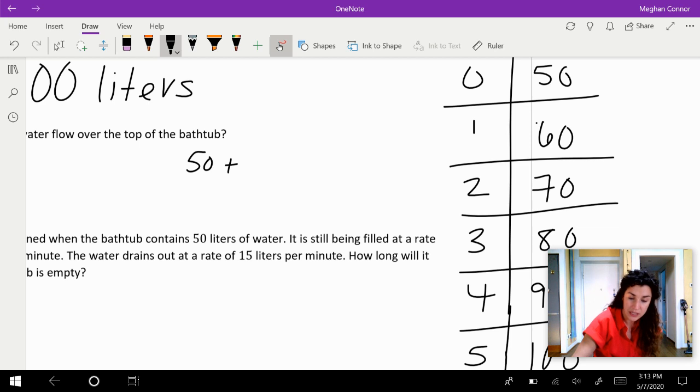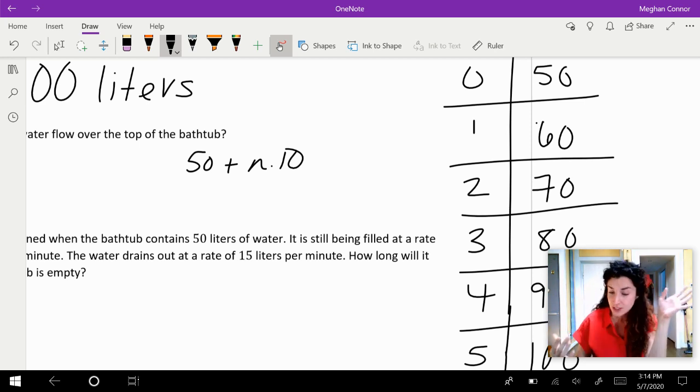Now, in order to get from 50 to my first minute, I added 10. But to get from 50 to my second minute, I added 20. 50 to my third minute, I added 30. 50 to my fourth minute, I added 40. Are you starting to see a pattern? So it's going to be 50 plus n times 10. So I start with 50, and after 20 minutes, I do 20 times 10 and add it to my original 50. And that's kind of the pattern we'll see here. There will be a formula. I'm pretty sure it's in your formula packet. You just haven't learned it yet.